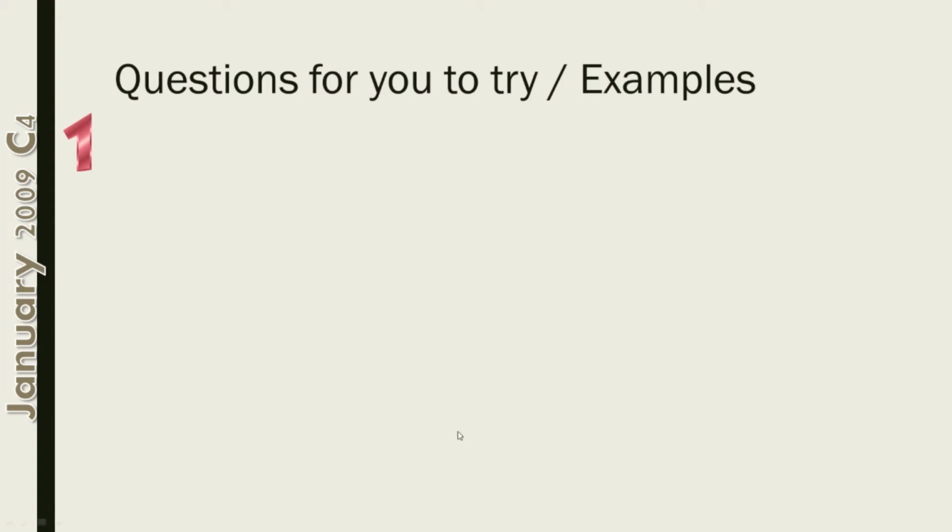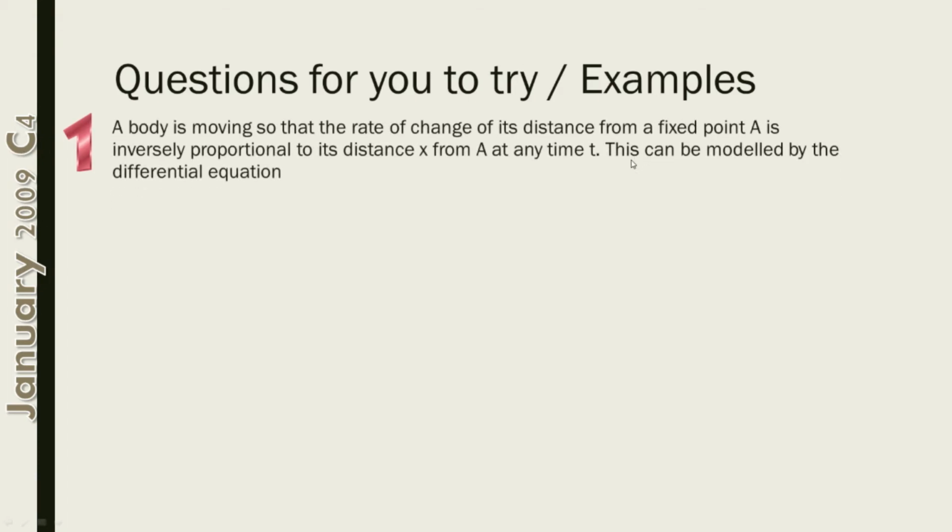First one is January 2009 from C4, and the question goes like this. A body is moving so that the rate of change of its distance from a fixed point A is inversely proportional to its distance x from A at any time. This can be modelled by the differential equation dx/dt equals k over x.